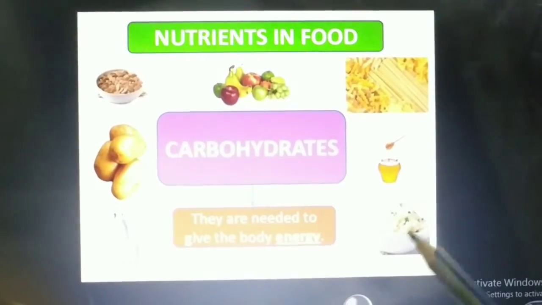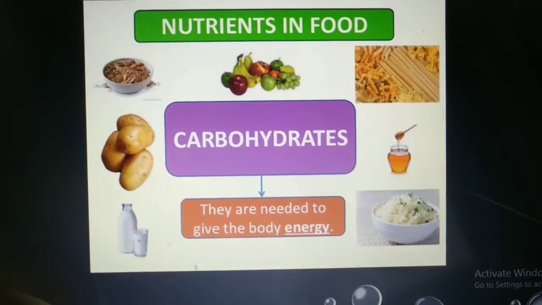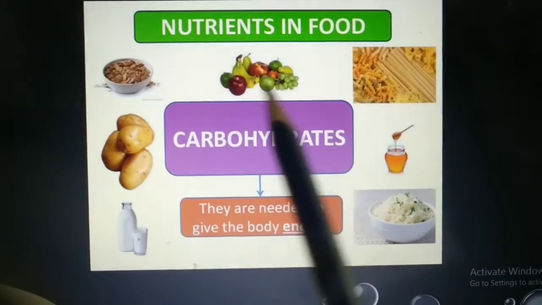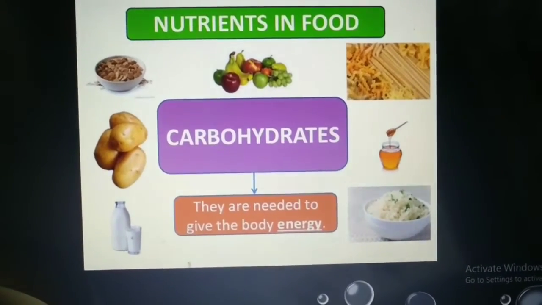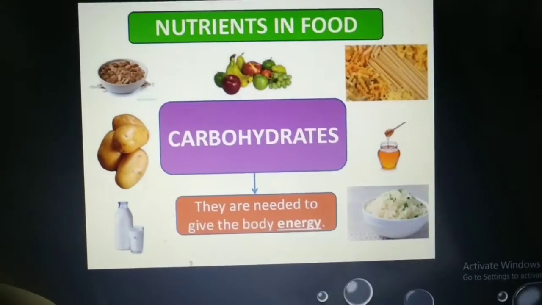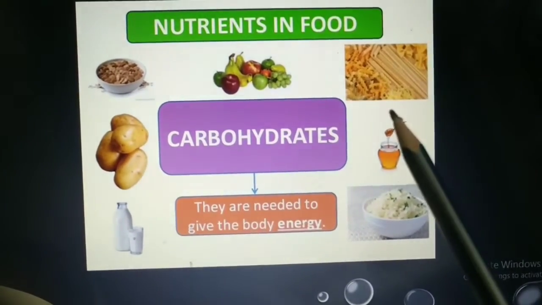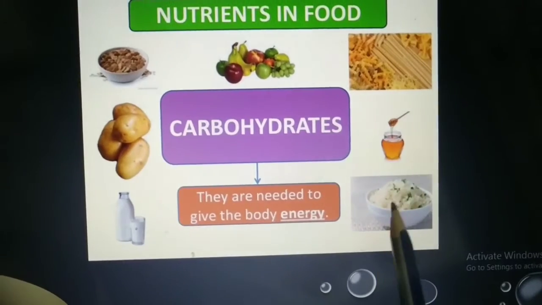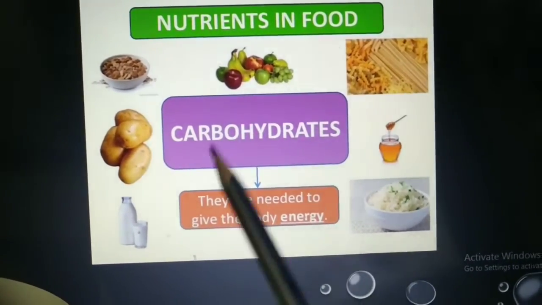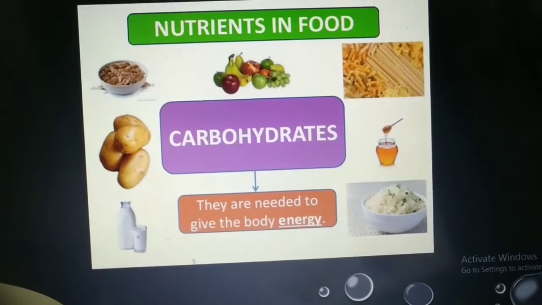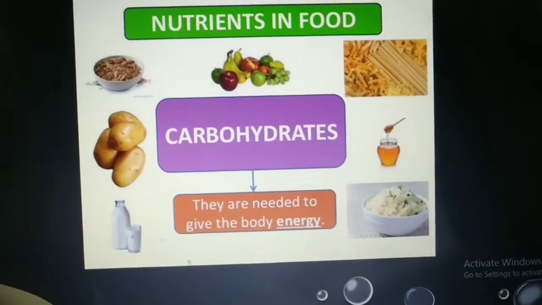And you can see the pictures. Carbohydrates are needed to give the body energy, guys. That's how you get energy. Potatoes have carbohydrates, honey, and pasta or anything made of wheat or rice. Milk is not so much, but yes. So carbohydrates are needed to give the body energy. So you understood what carbohydrates are.